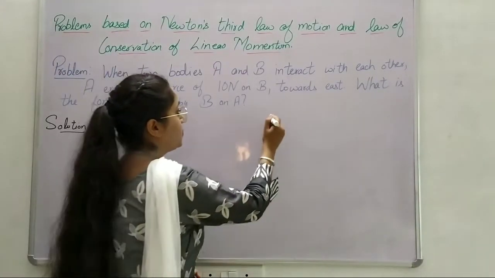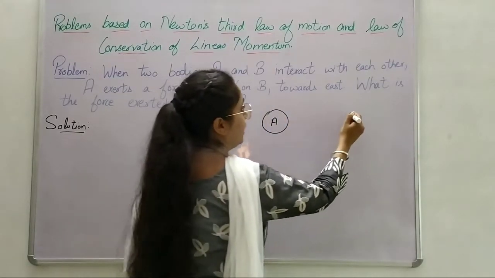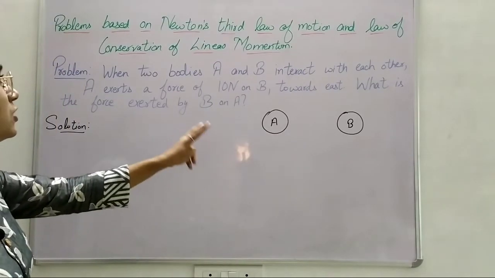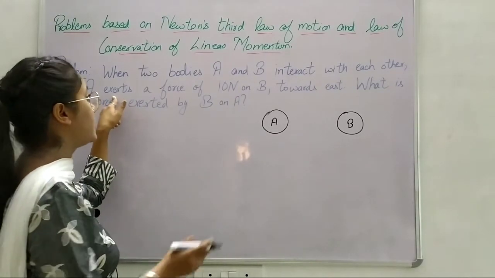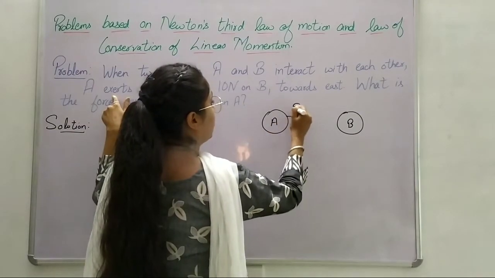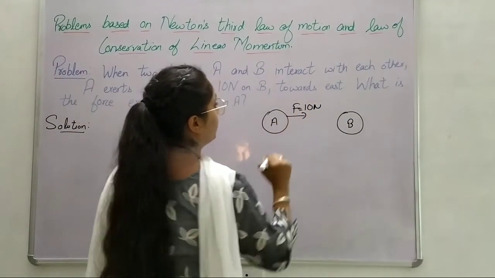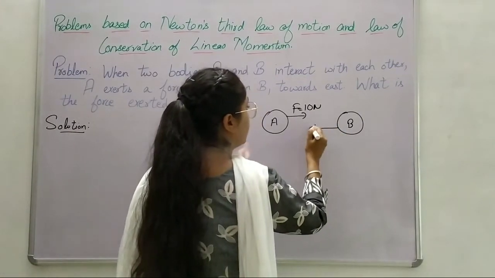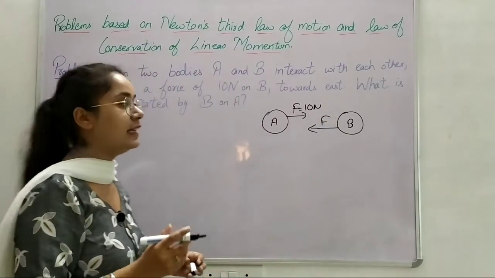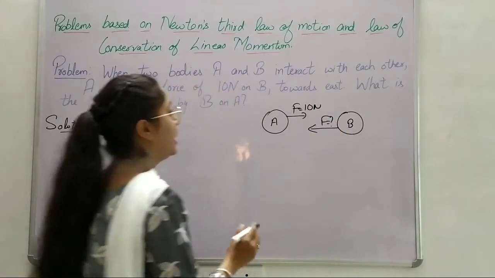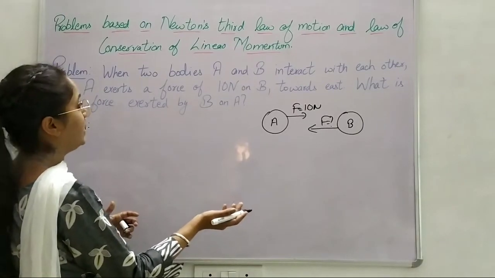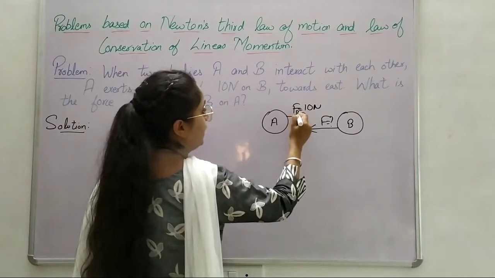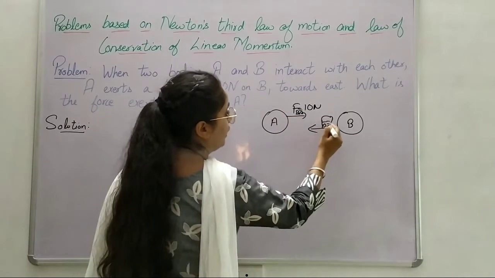Now for that, let us suppose we have this body named A and this body named B. According to the question, these two bodies are interacting with each other and A is exerting a force of 10 Newtons on B, and in return B would also exert a force on A, right? A is exerting a force on B, that means it is FBA. So we have to find FAB.